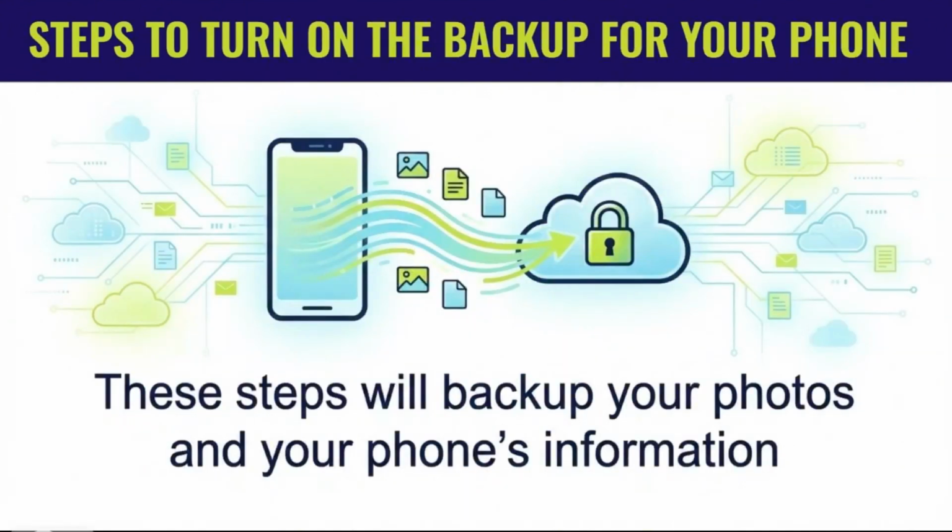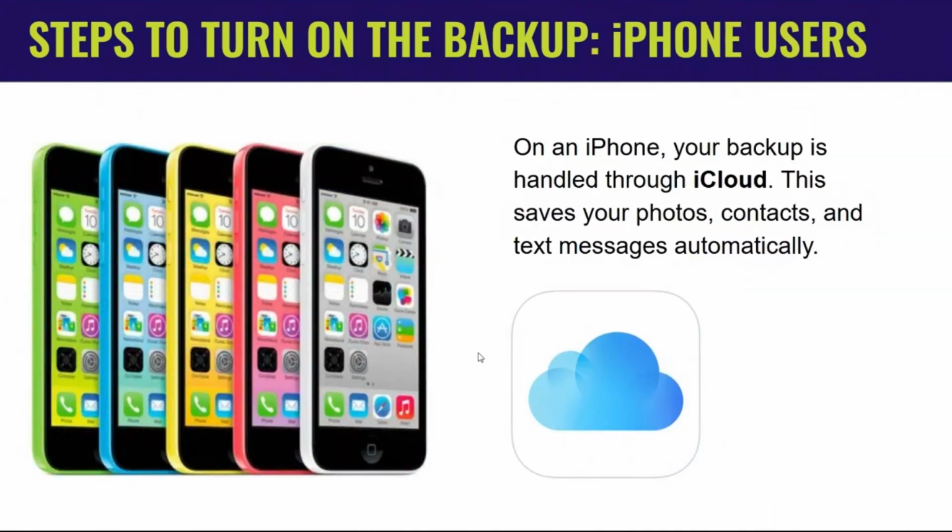Next, we're going to talk about steps to turn on the backup for your phone. For iPhone or iPad users, your backup is handled through the iCloud app. It's built right into the phone, and you simply need to find the iCloud icon, click into it, and turn it on. This saves your photos, contacts, and text messages automatically.